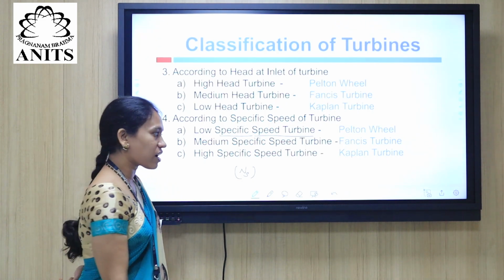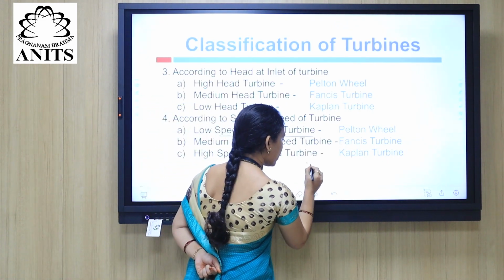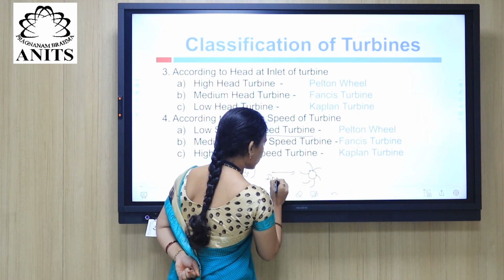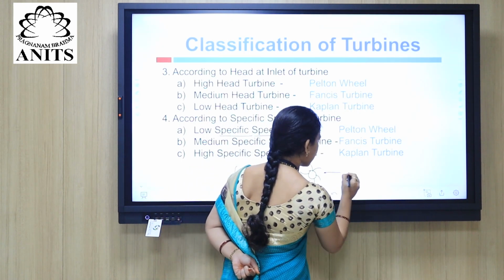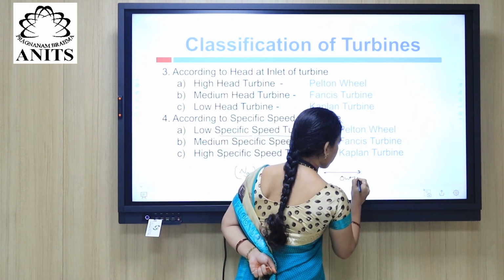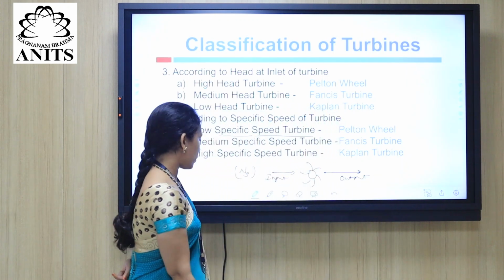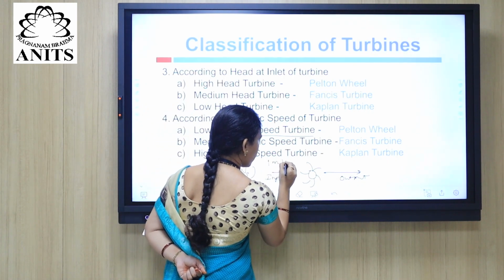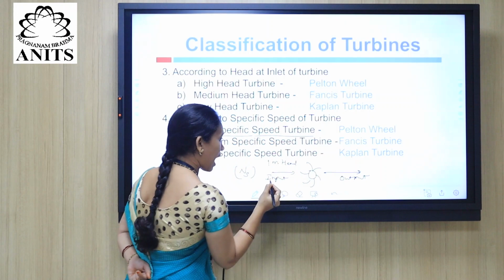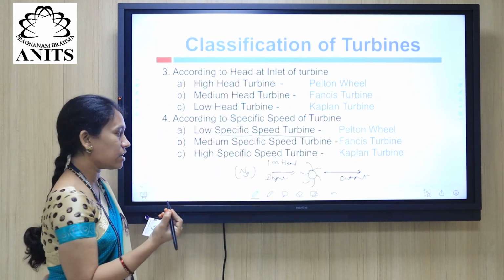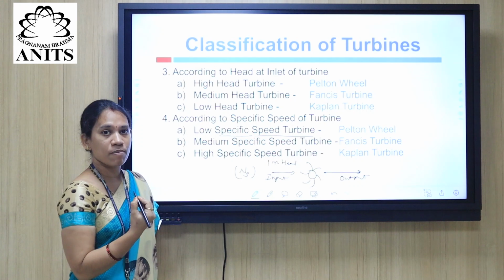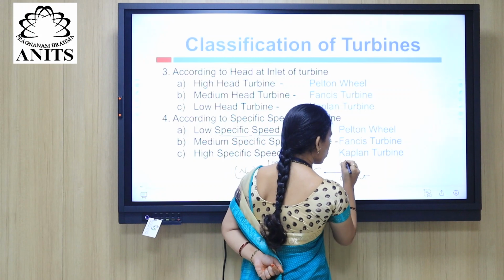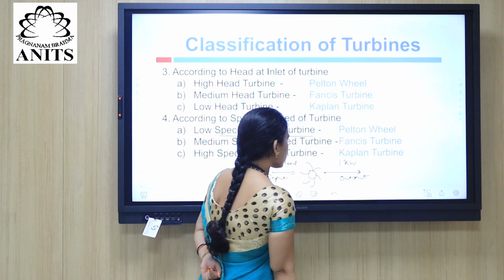So what are the specific conditions? We know that the turbine will be rotated like this. We need to provide some inlet or input energy, and we will get the output power. Suppose we are providing 1 meter head, whatever the head we are providing from the dam by using the penstock and nozzle, etc. That is the input energy we are providing to the turbine. If we are providing 1 meter head, the turbine is supposed to produce 1 kilowatt power. So this is the condition.